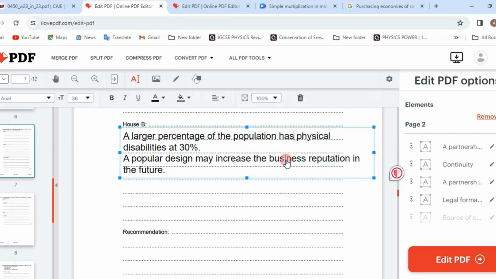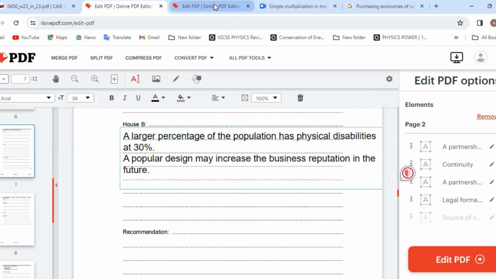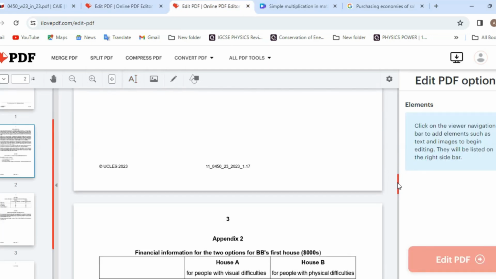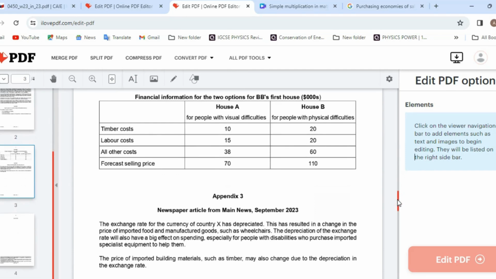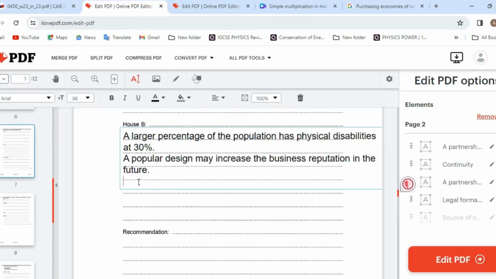Now let's pick out one or two disadvantages also before we move to our recommendation. Okay, let's check through our appendix one more time and see what we can find here. If you start with the labor or the timber cost, you see labor cost is higher at $20,000 than $15,000 for house A. That's one disadvantage.